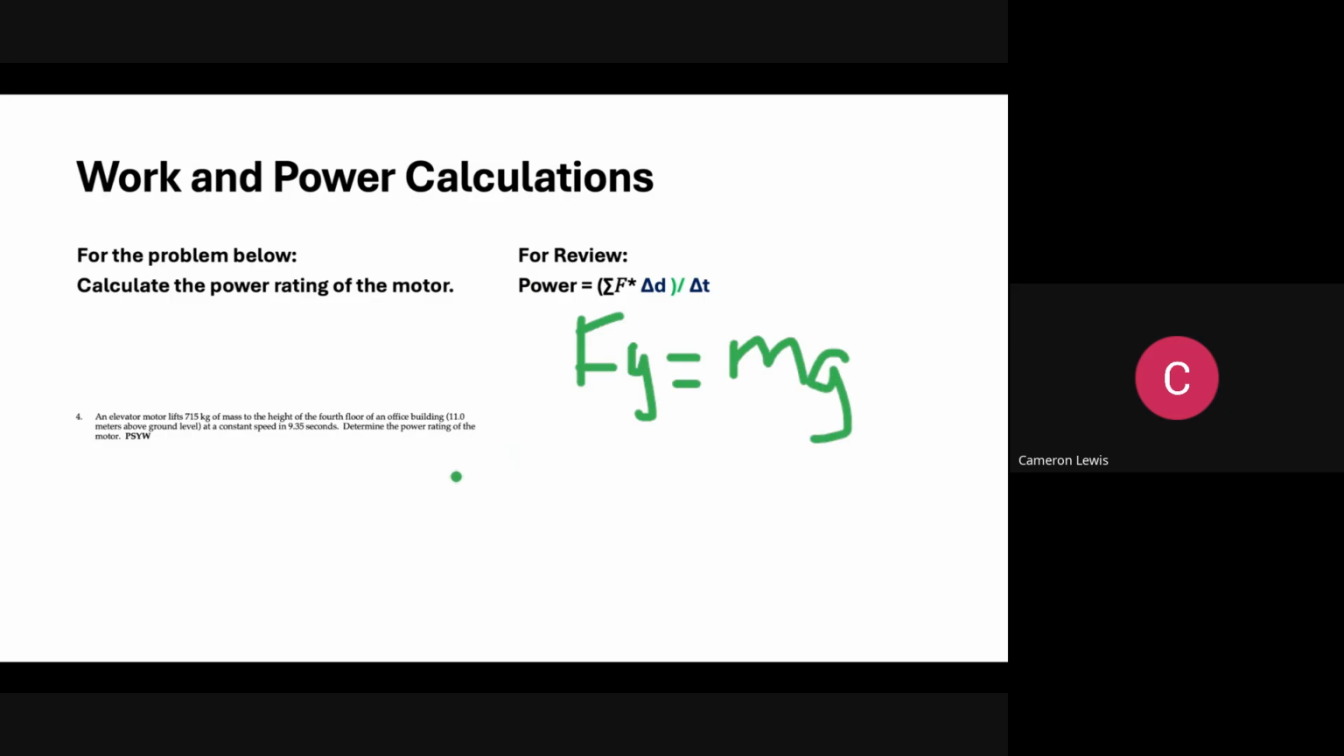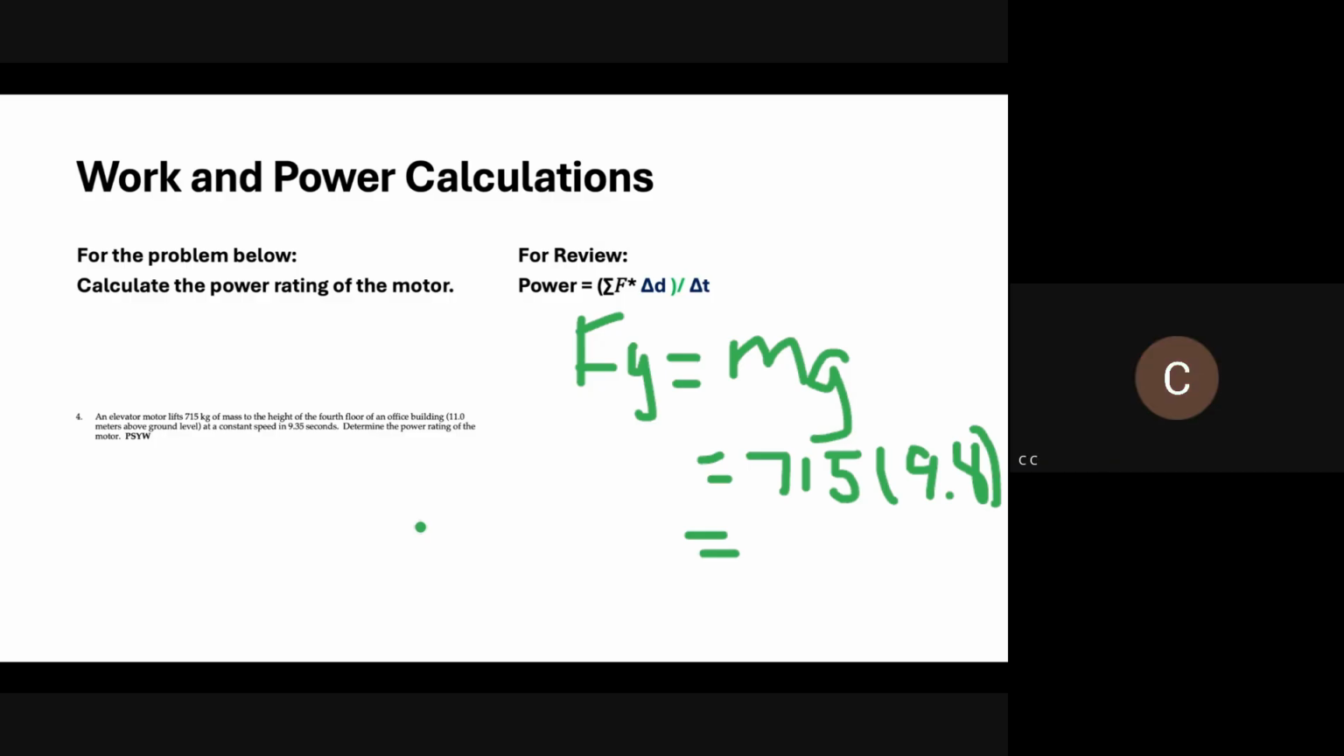So now we know how to calculate the weight, right? Doing this, right? So what's the mass? It's 750. And then we have to multiply that by gravity, which is what? The 9.8, right? So we just do 715 times 9.8. Real quick, anybody got that? 715 times 9.8. Where did the 9.8 come from? What is the acceleration due to gravity?